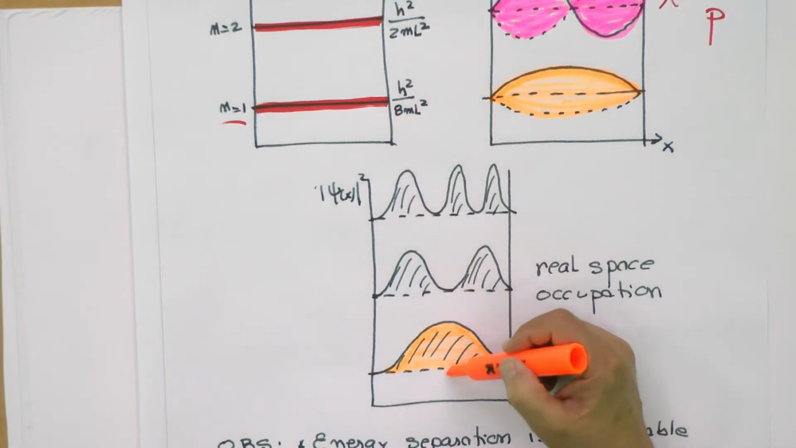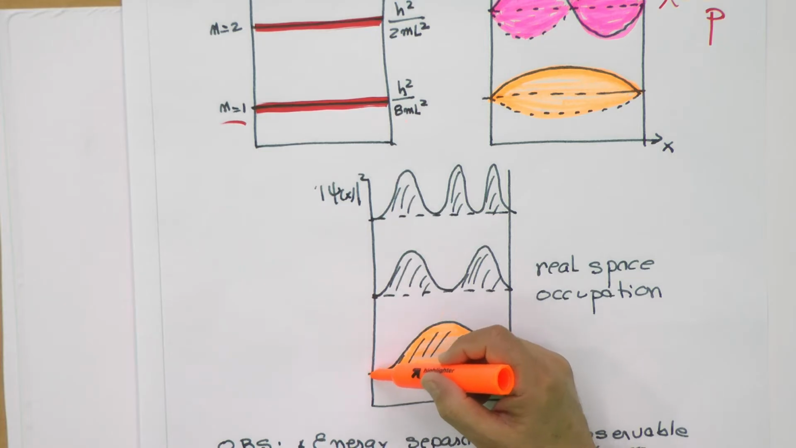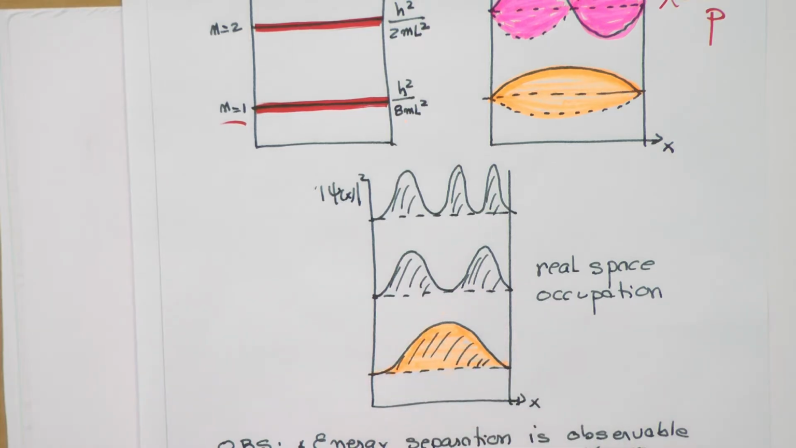If I keep finding the particle in this system, when it is in the minimum state, I'm going to find it mostly at the center. And very little, basically zero at the walls, but a tiny bit close to the walls. That's the real space occupation.